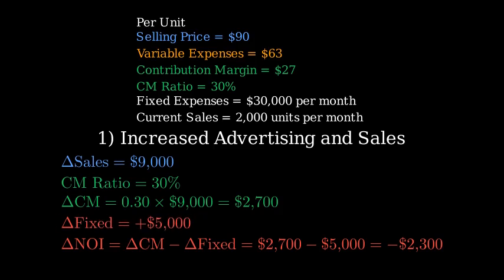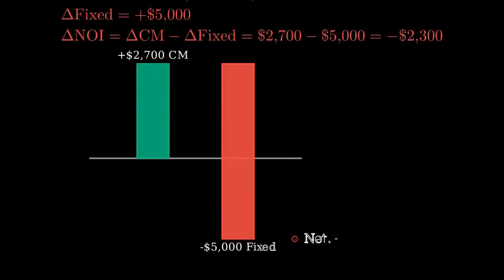Fixed expenses increase by $5,000 because advertising is a fixed cost. Therefore, the change in net operating income is $2,700 minus $5,000, which equals negative $2,300. Net operating income decreases by $2,300 per month. Let's see this on a mini waterfall.